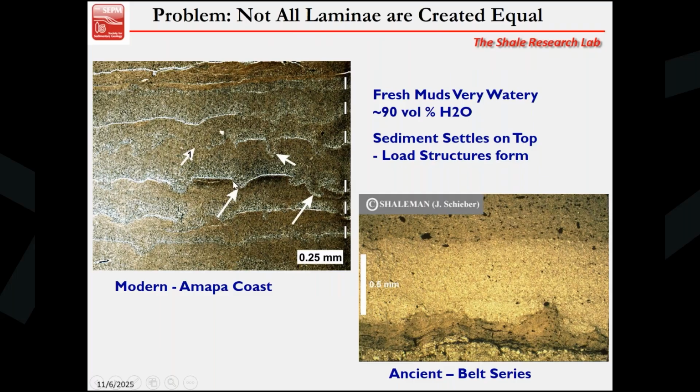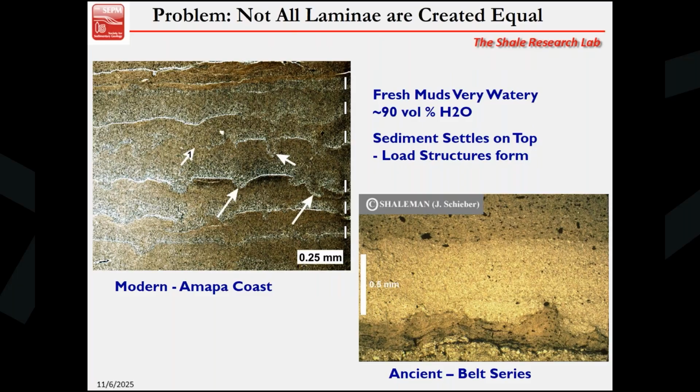You have lamina that have lots of load structures in it. So that's one type of lamina. The previous one we saw was very nice flat lamina. And then you have here the lamina with irregular bottoms, and obviously stuff was settling from the top. I have no problem with that.